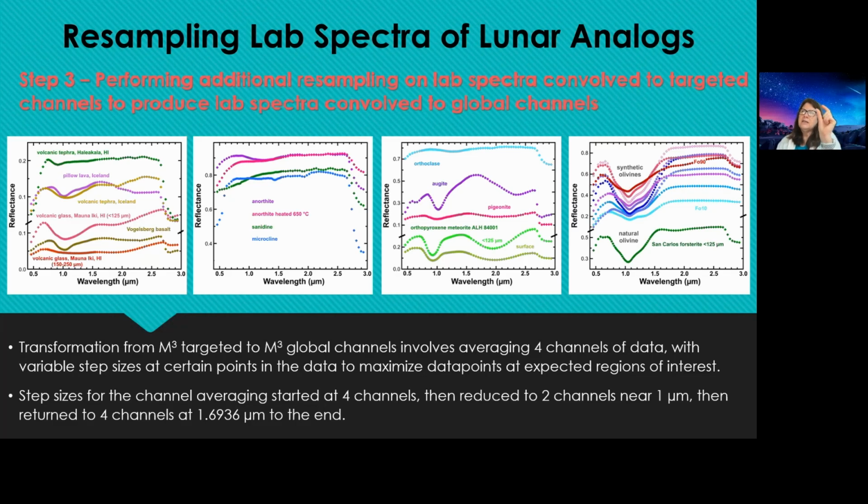They bin the data at 4 data points, but then the steps change from 2 to 3 to 4 to 5, depending on where you are in the spectrum. And this was done in order to get more data near 1 micron to characterize differences in the different kinds of iron-bearing silicates. So we wrote some code to do this and tested it on a number of different samples.